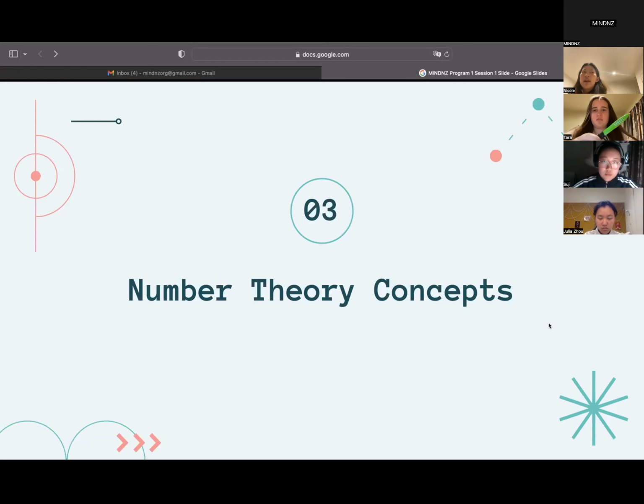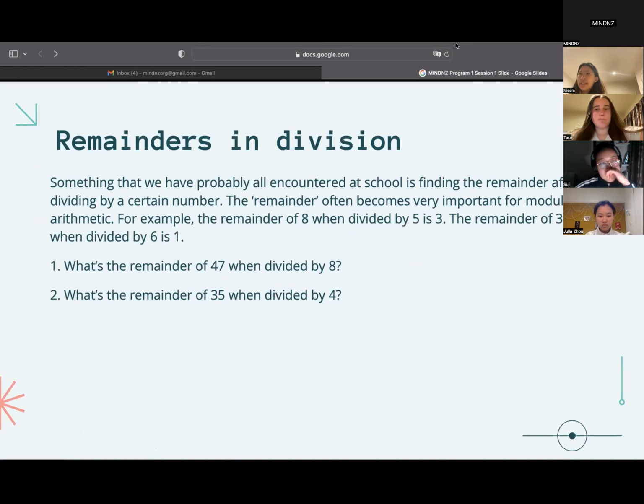Okay, so to exemplify what I mean by these interesting properties and relationships, we'll talk through some number theory concepts. It's going to be fairly foundational for now, so let me know if anyone wants some extension or wants me to slow down, because there will be some new terms that we might not have encountered before. Okay, so has anyone seen remainders in division before?